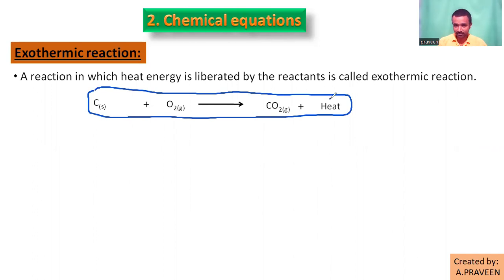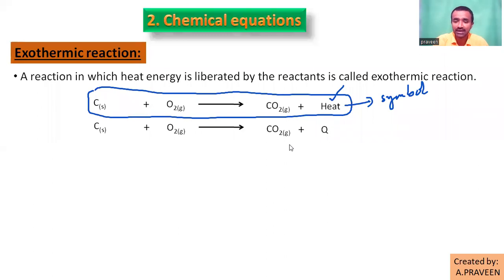Here I have written plus heat. Instead of writing heat, you can use a symbol here, representing the heat with the symbol Q. So we can also write it in this form: C plus O2 gives CO2 plus Q. So this is the expression for the exothermic reaction, plus Q, right?